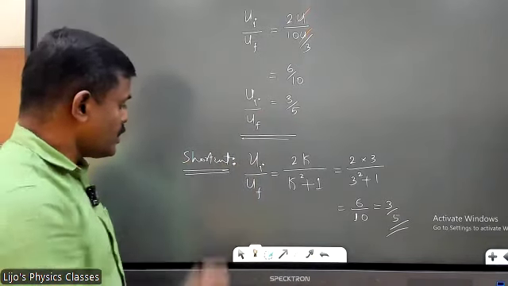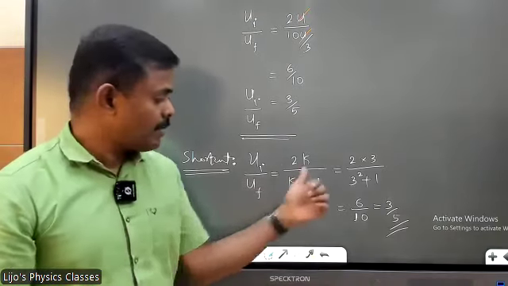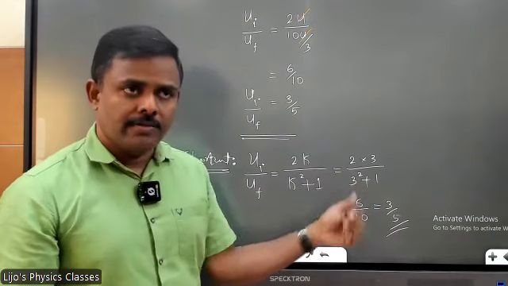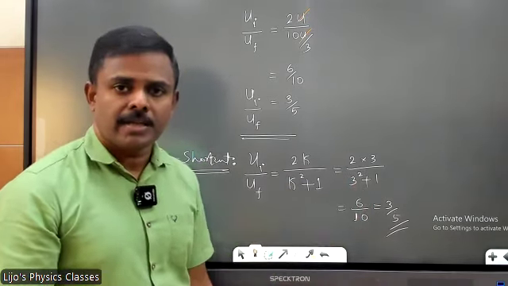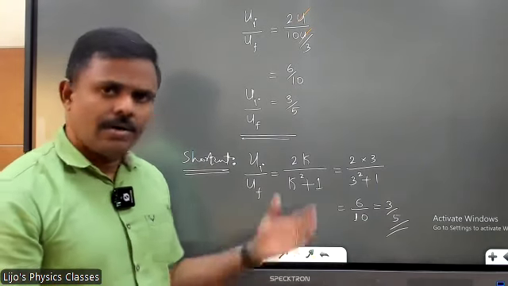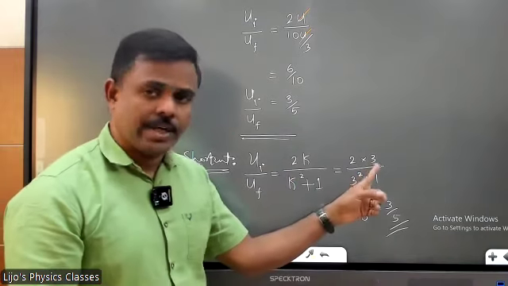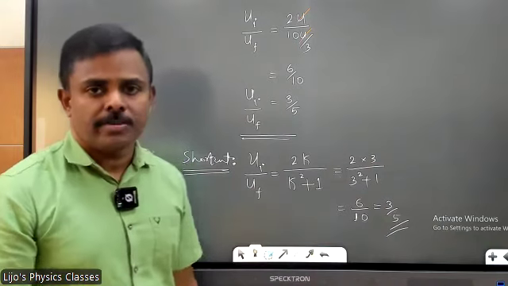Now you can use the shortcut to check if your answer is correct. What is the shortcut? Ui to Uf is equal to 2k by k square plus 1. K is 3 in this question. Once it was 5: 2 into 5 by 5 square plus 1, that will be 10 by 26, or 5 by 13. But this time k is 3. 2 into 3, 6, by 3 square, 9 plus 1, 10. 6 by 10 is 3 by 5.